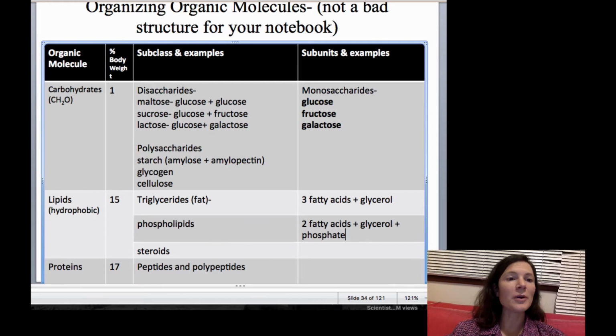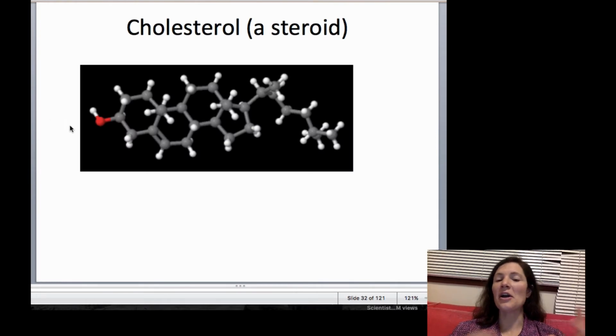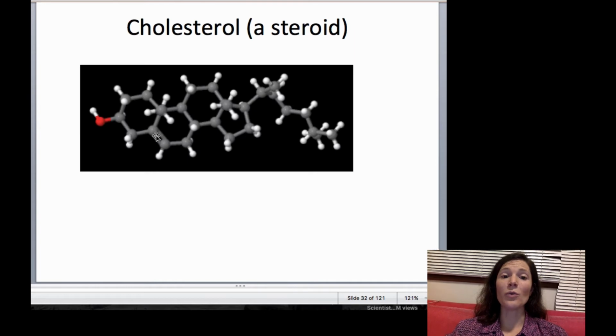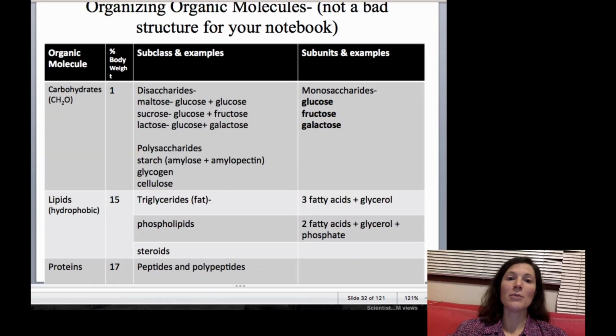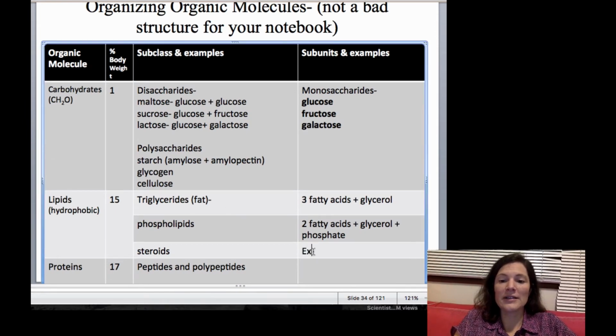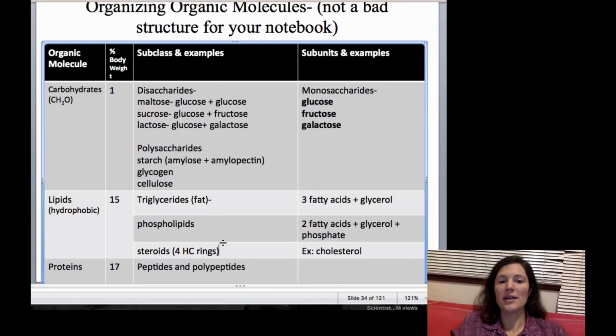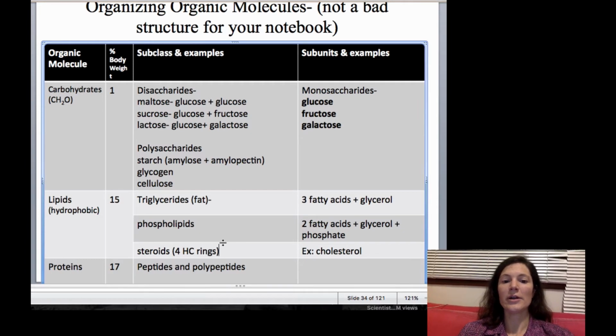And then a steroid, I just want to remind you guys, it's not a bigger molecule. It's not made of subunits. It just happens to be this molecule with these 4 hydrocarbon rings. Cholesterol is the most common example of that, so I'm just going to write example here, it's cholesterol. And then I might put a little note in here: 4 hydrocarbon rings is the characteristic of a steroid.